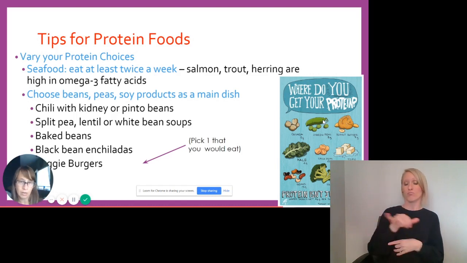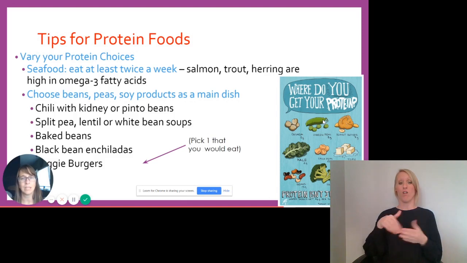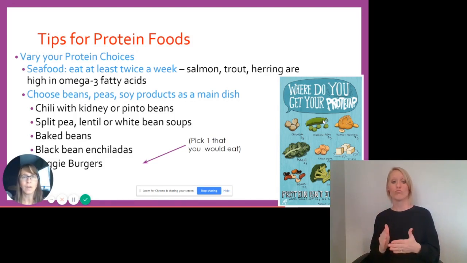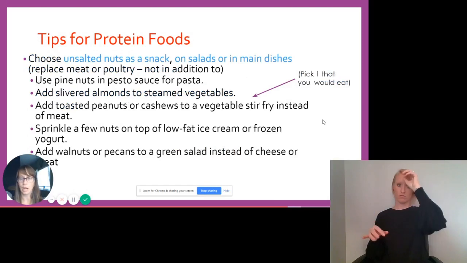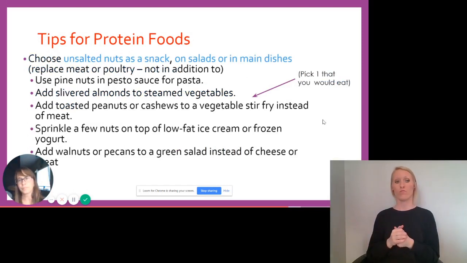So if you are a vegetarian, vegan, or on a diet that isn't incorporating animal products, you'll want to make sure you're getting enough of those incomplete proteins in combination to mimic a complete protein for your body. All right, tips for protein foods.